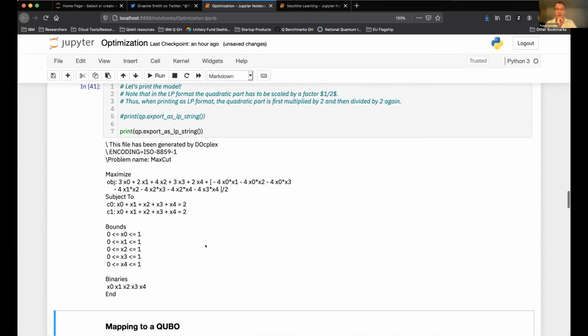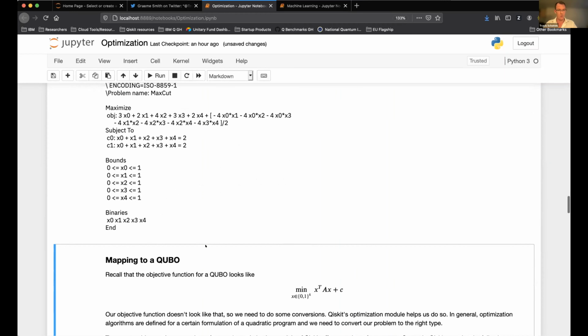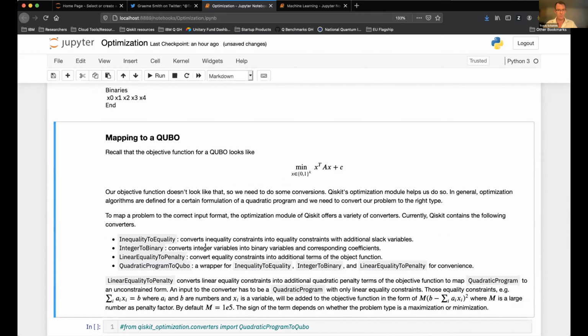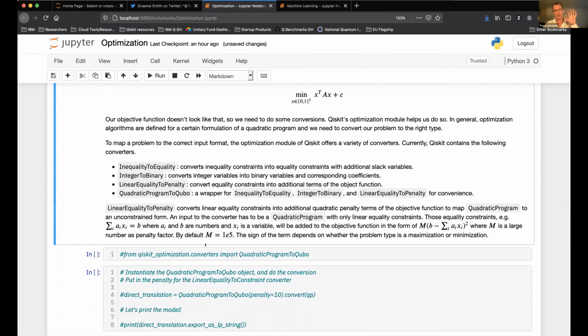Now we can use this quadratic program object and a bunch of converters in order to map it onto a QUBO. Later on, we're going to need to map that QUBO onto an Ising Hamiltonian. Then we can do something like VQE, QAOA, etc., in order to try and generate a solution. So now what we need to do is map this onto a QUBO. Qiskit ships with a bunch of different converters that help you take a given quadratic program and then map it.